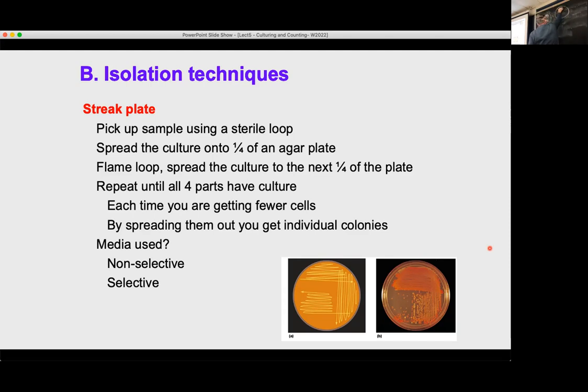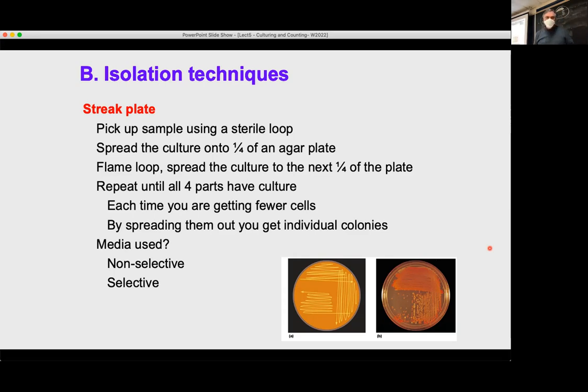So the first line will be kind of thick, and you can see that on this plate picture. The second line will be less thick. The third line might have individuals, but the fourth area should have separated individuals. So what you're doing is kind of moving them along and spreading them out.